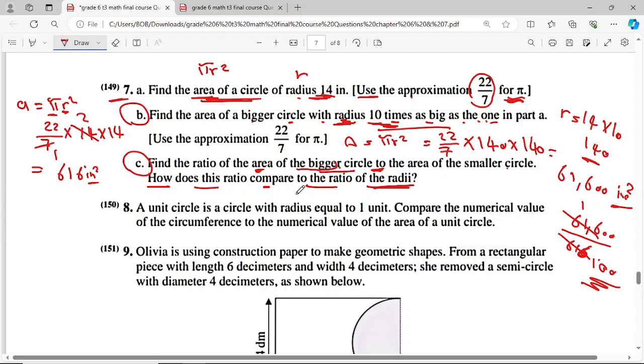Now, how does this ratio compare to the ratio of the radius? The ratio of the radius is 140, the radius of the bigger circle, divided by 14, which equals 10. And for the area, the ratio is 100, right? That means the radius is multiplied by 10, and the area is multiplied by 100.